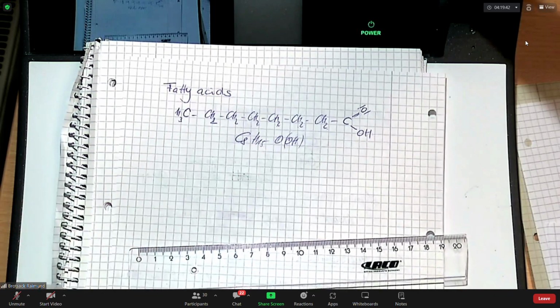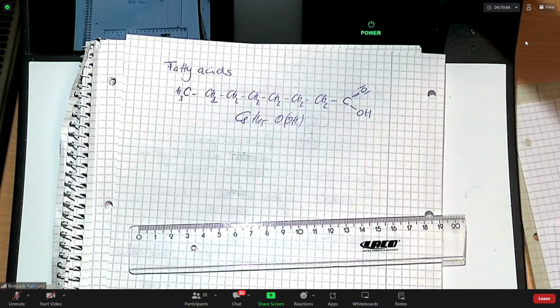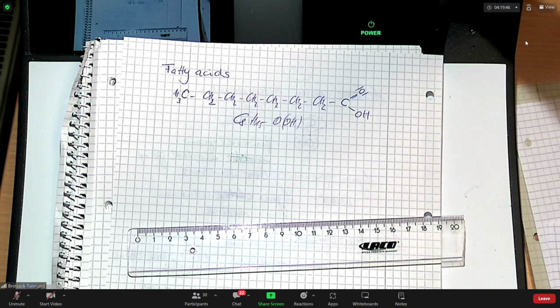Why do you draw lines with the O of the carboxylic acid? Sorry? A single O of the carboxylic acid. Yes, the right one. Above. Why do you draw lines? There's a double one.